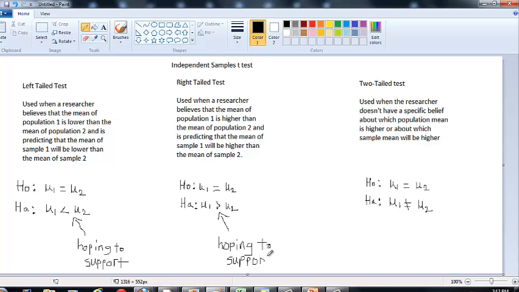In a two-tailed test, the researcher doesn't have a specific belief ahead of time about which population mean should be higher than the other one. The researcher simply wants to support the possibility that the two means aren't equal, that they're different in some way. So in a two-tailed test, they're hoping to support this alternative hypothesis. And they're still trying to reject the idea that the population means are equal, so that's still the null hypothesis.